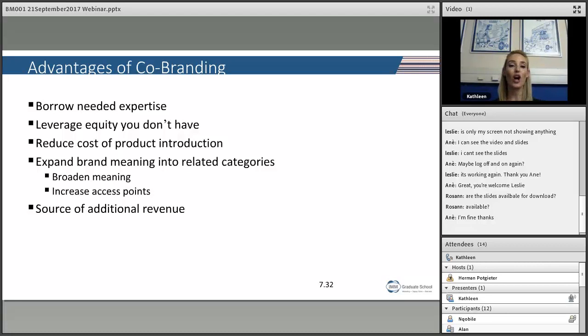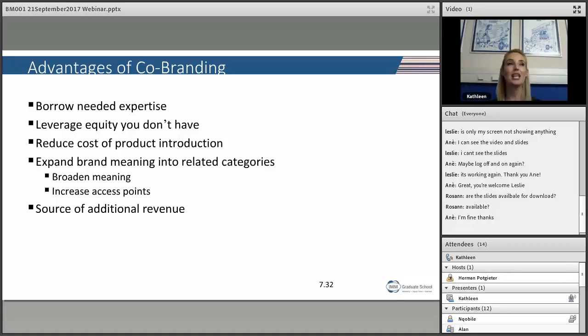It can reduce the cost of your product introduction because people are already aware of your product because they are aware of the other brand that you're joining together with. It can expand your brand meaning into related categories because now your brand is no longer just related to your brand category, but is also related to your partner's brand category. And this means that it can make your brand accessible in more ways to your customer.